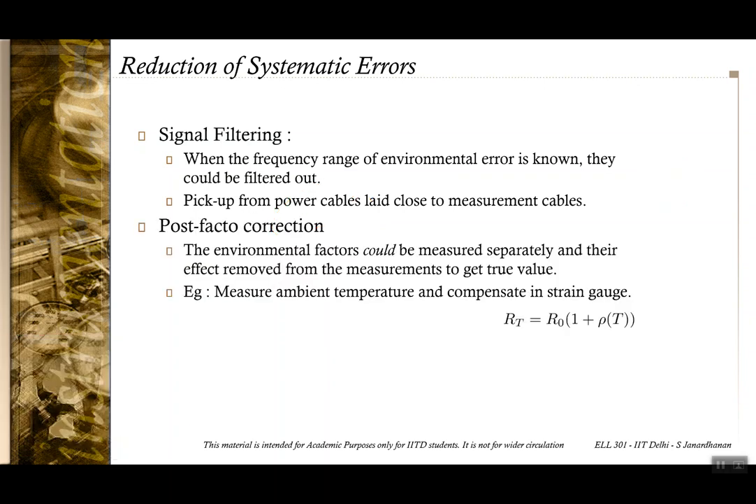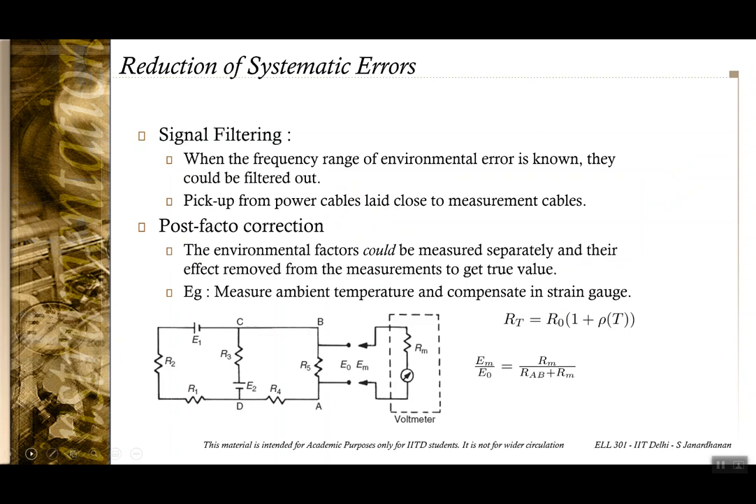We can also have post facto correction of errors, like you can see in this circuit. If you know the Thevenin resistance RAB of this circuit, and if you know the meter resistance, and you have the actual measurement EM, and you actually wanted to find EO, you can use the post facto correction like this. So you can find EO by knowing that EM by EO is RM by RAB plus RM.